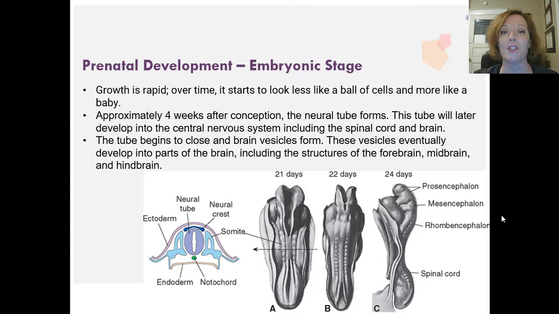About 4 weeks after conception, the neural tube forms. This is super important. We've already studied the nervous system, and this is going to set the stage for what we already know about the nervous system to develop. This tube does later develop into the nervous system, including the spinal cord and the brain. The tube begins to close and the brain vesicles form. These vesicles eventually develop into parts of the brain, including the structures of the forebrain, midbrain, and hindbrain.